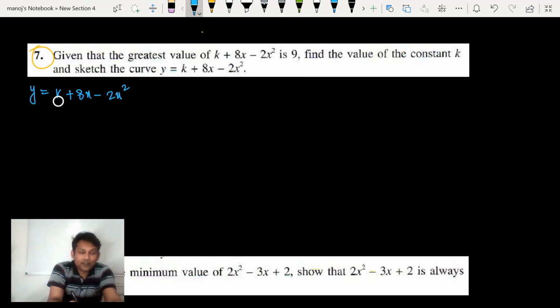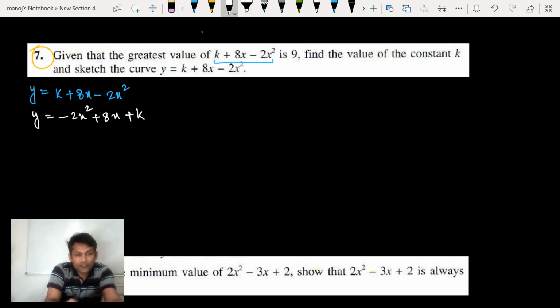Please don't think the k is the turning point h and k. That k is different and this k is different, okay? And the greatest value of this is 9. Find the value of the constant k. Okay, let's see what I have to do. I will make it in the form of perfect square. I will write 2x square first plus 8x and then k.